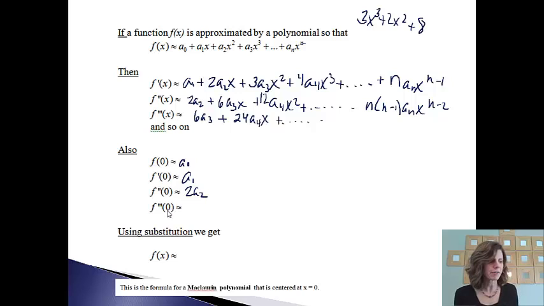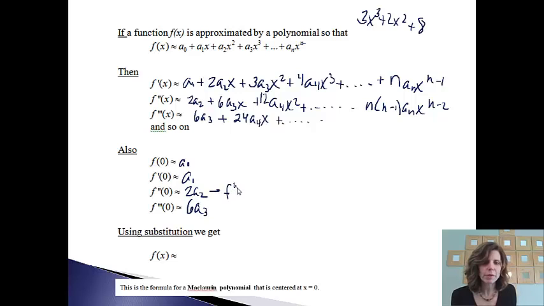And if I found the third derivative at 0, if I plugged in 0 for all the x's, I just get 6a sub 3. Okay, now there's something that I'm going to do with this. Notice that the first and the second are solved for a sub 0 and a sub 1. Two things I'm going to do in this one.